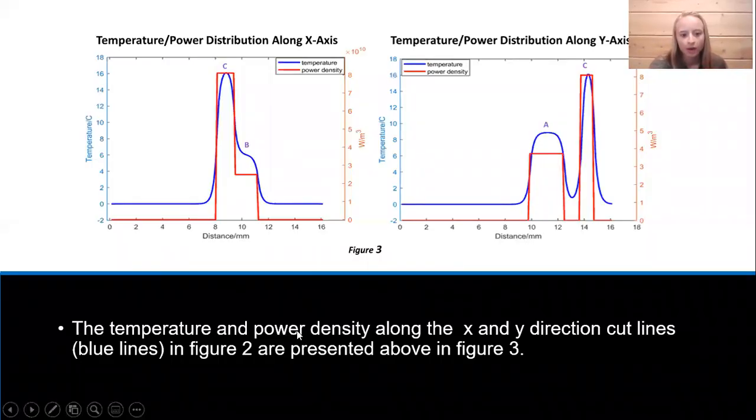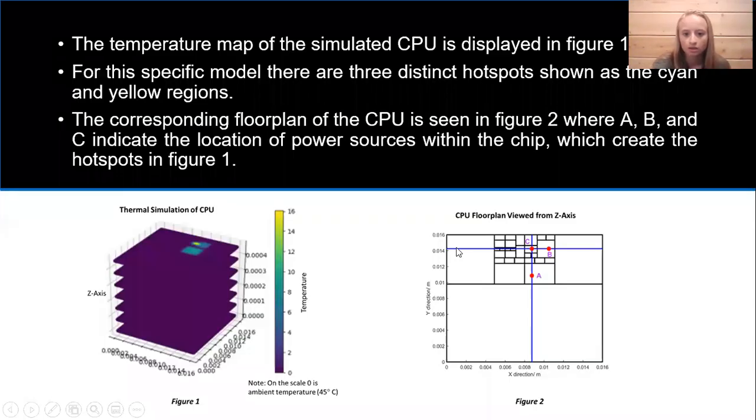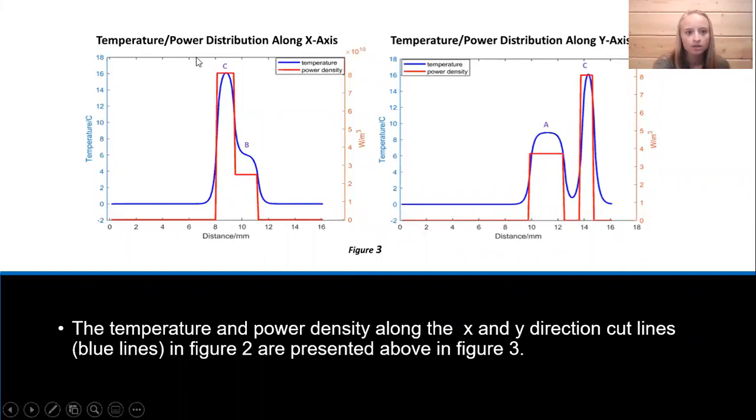The temperature and power density along the X and Y direction cut lines in figure 2 are presented above in figure 3. So if we go to the last slide, these blue cut lines are shown here. This is along the x-axis. We can see the C and B power sources, and here the y-axis, where it cuts through A and C.